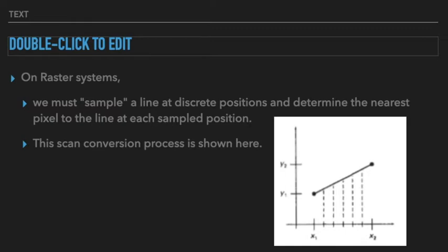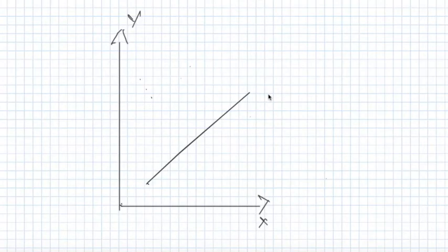Okay, so we have to sample a line at discrete positions and determine the nearest pixels to the line at each sample position. That is, we want to draw a line like this in our raster system. In a raster system, any picture is displayed by scanning from top to bottom, line by line.